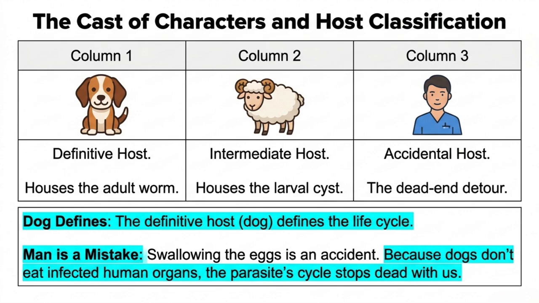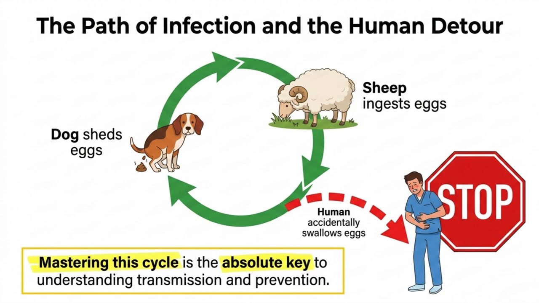The mnemonic here is a little harsh, but trust me, you won't forget it. Man is a mistake. We accidentally crash the party by swallowing the parasite's eggs. Now, for the cycle to actually continue, a dog would have to eat our infected organs. Since that obviously doesn't happen, the cycle stops with us. We are a total dead end.